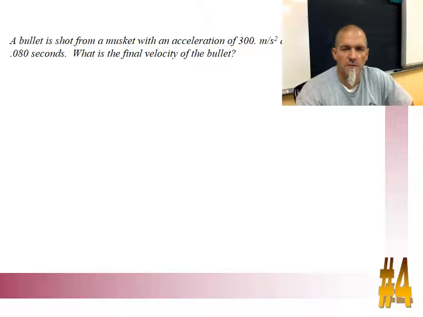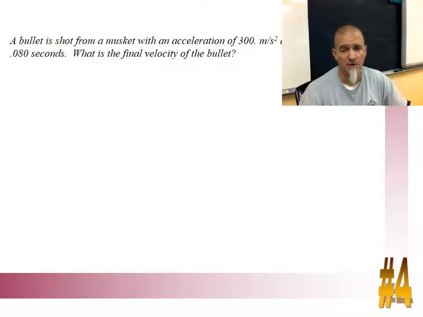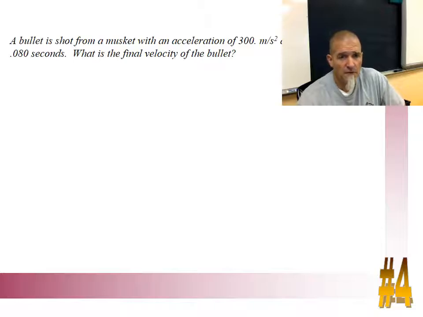One of the important pieces of information you may pull out of this is the idea of the acceleration. The bullet is shot, it accelerates at 300 meters per second squared. And the time, it accelerates for a time period of 0.08 seconds. Not a very long period of time. Remember, we're talking about a bullet here. It's shot very fast, it speeds up very fast, and the time intervals are very small. We're looking for the final velocity.